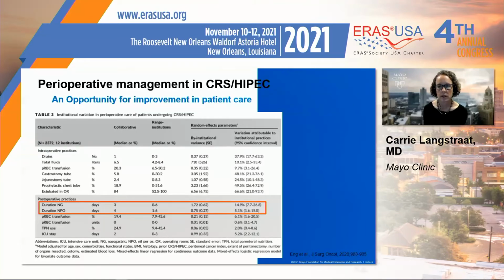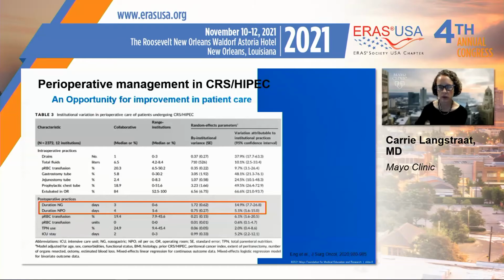In this multi-institutional study of 2,372 patients undergoing cytoreductive surgery with HIPEC at 12 major academic centers, we see significant variations in practice. The group found that there were variations across centers and within centers, with no set standard or best practice for management of patients undergoing cytoreductive surgery with HIPEC. For example, as seen in this table above, in the use of postoperative nasogastric suction and NPO status. Looking at these two variables, we see that the median time for NG placement and NPO status were 3 and 4 days respectively, and that the range was 0 to 6 days for both of these.